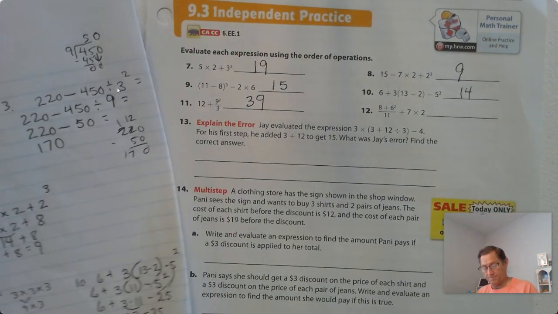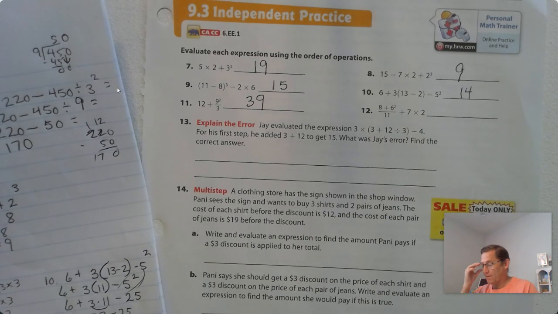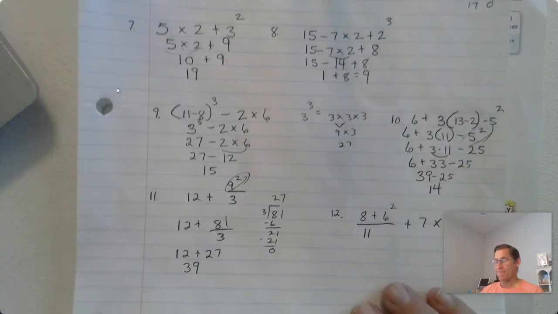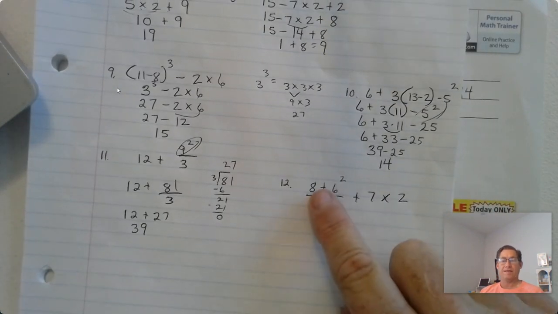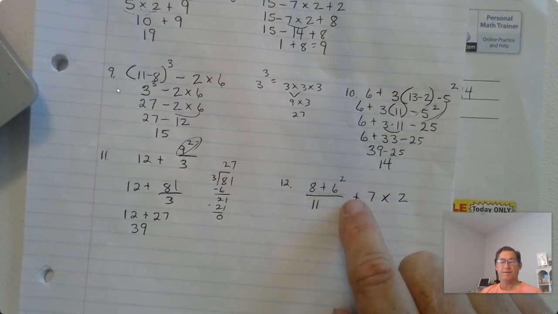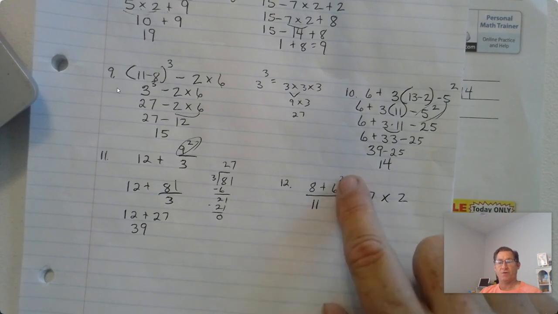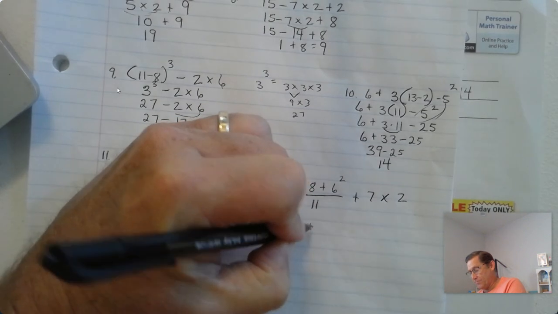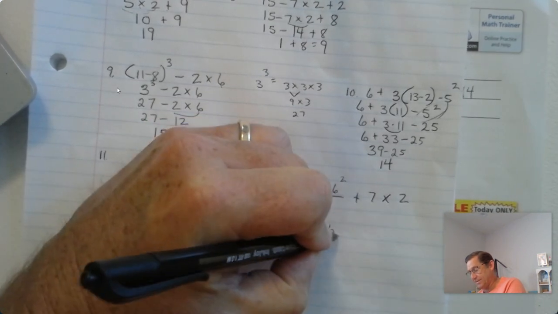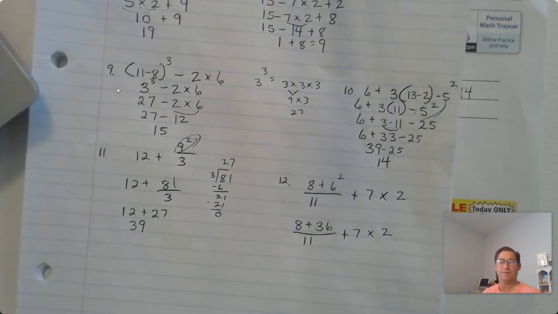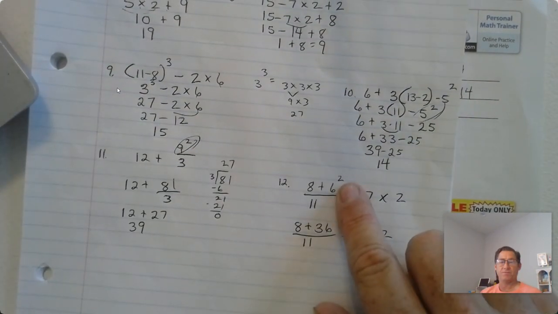And number 12. 8 plus 6 squared divided by 11 plus 7 times 2. All right, so addition, exponent, division, addition, multiplication. Do the exponent first. 8 plus 6 times 6 is 36, and we didn't do anything with any of the other operations. Okay, all we did was simplify the exponent first.